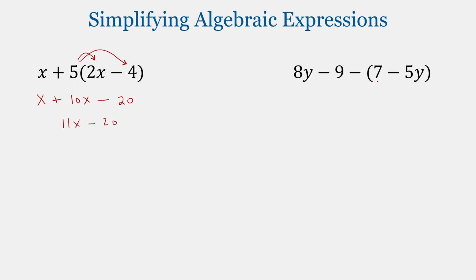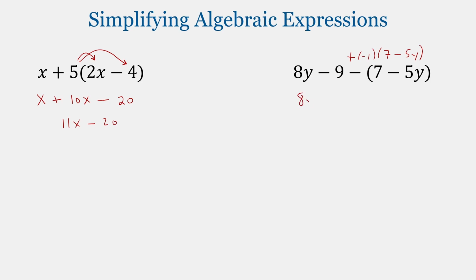With the second problem, again, we will do any operations within the parentheses first. We cannot combine 7 minus 5y. There's nothing we can do with these operations. We have no exponents. The next step is to multiply and divide from left to right. And here we are multiplying by negative 1. So this is like plus negative 1 times 7 minus 5y. So we're multiplying everything by negative 1.